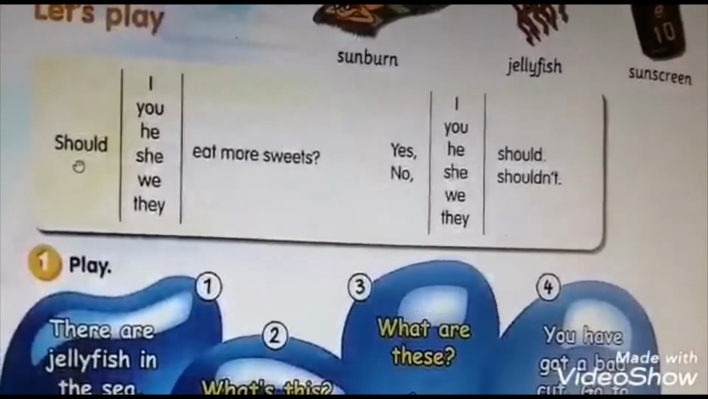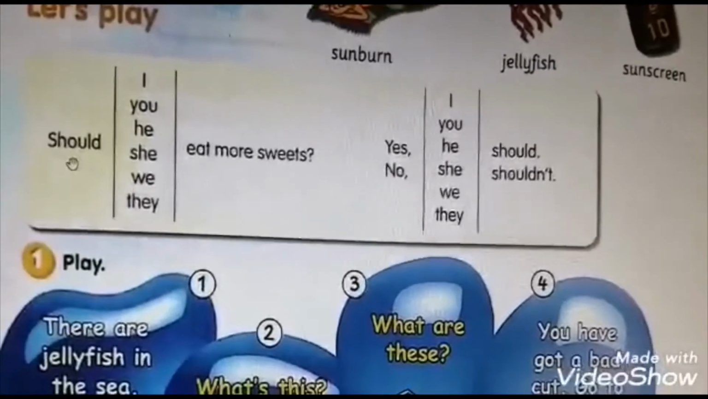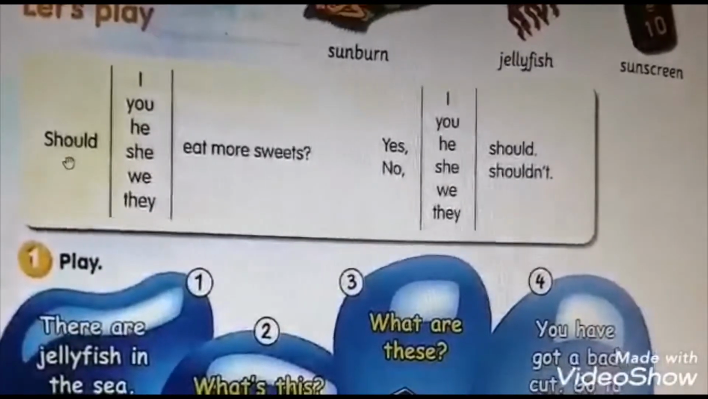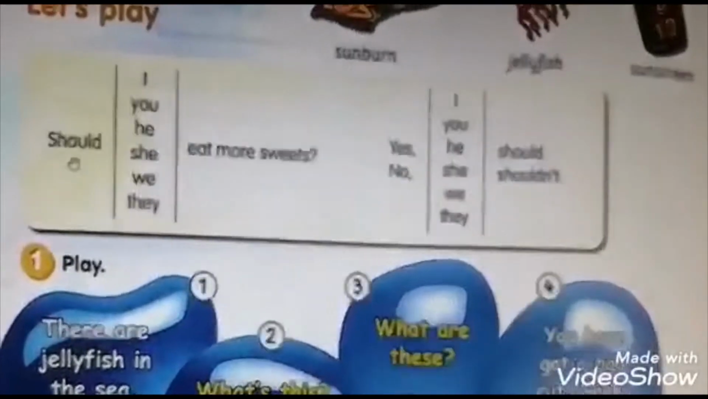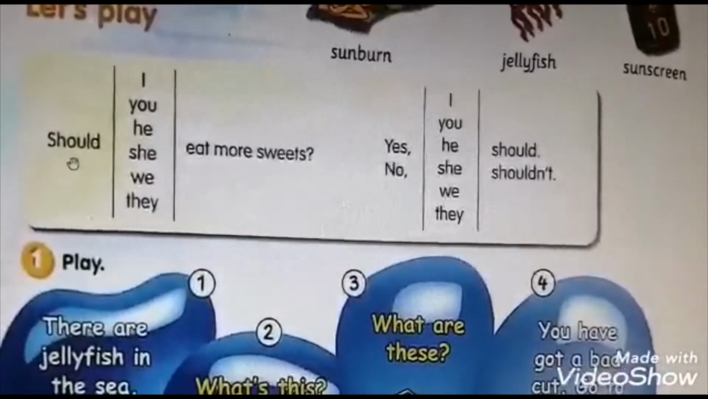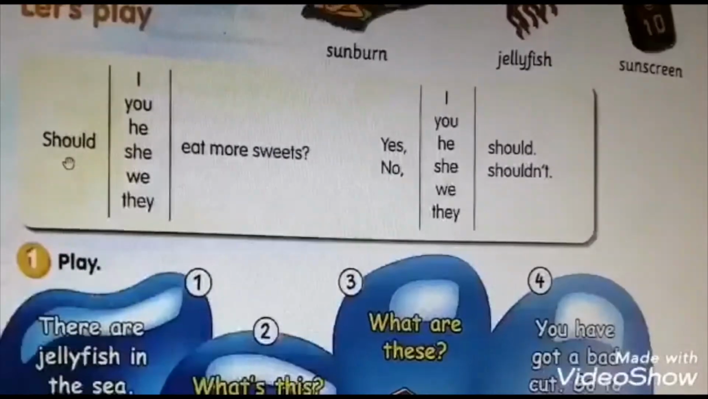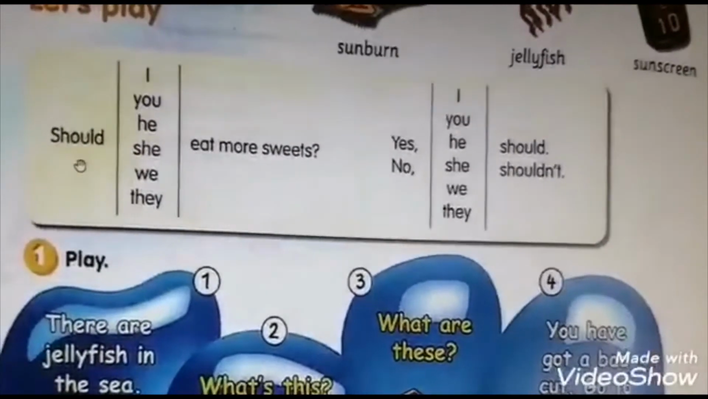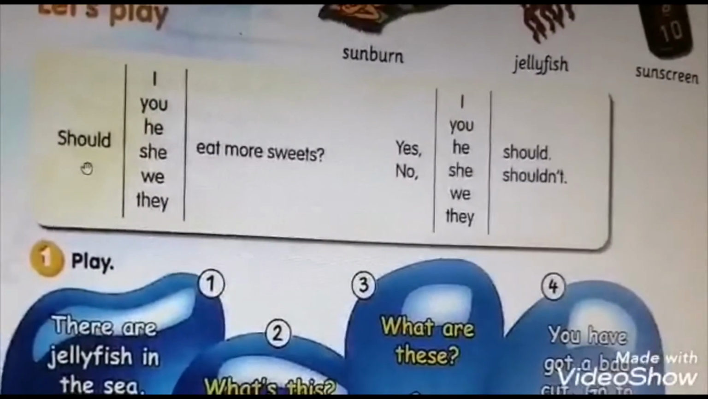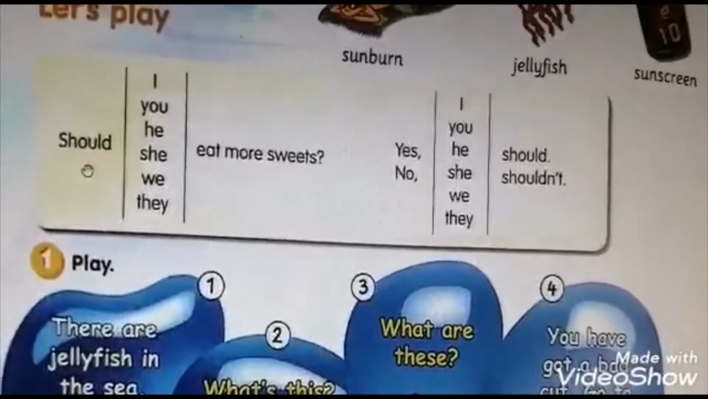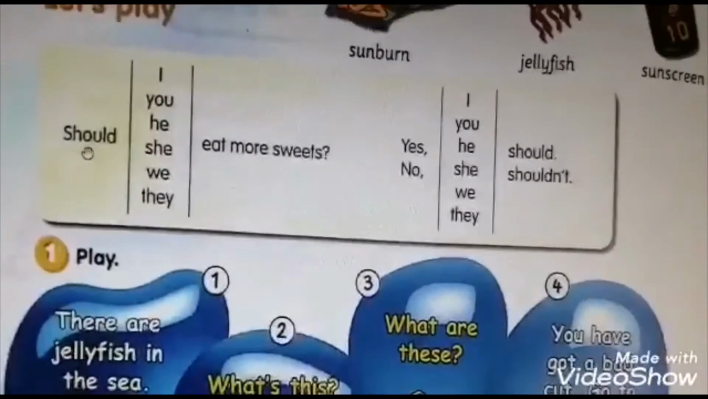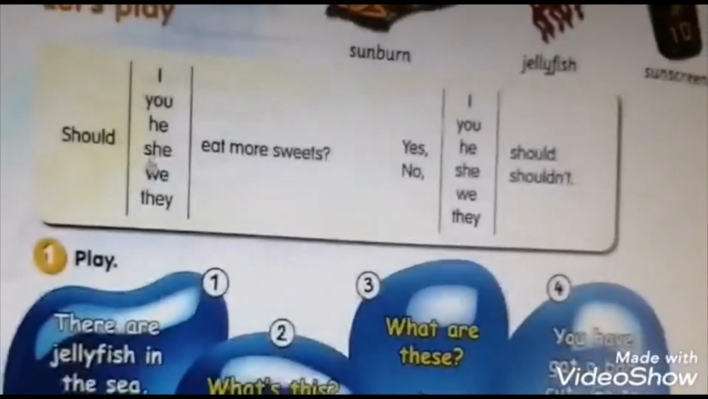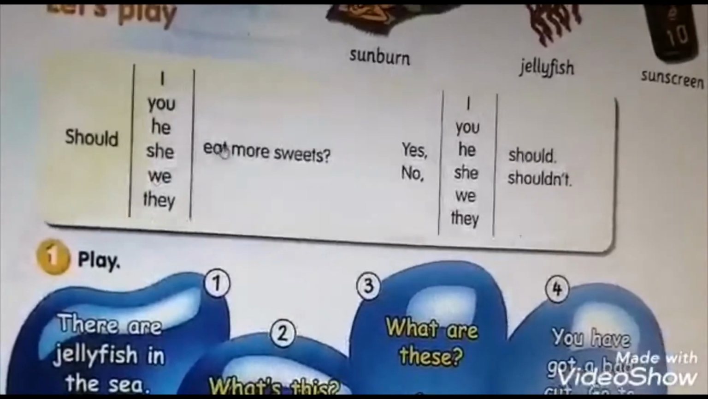Yes, we use should when we want to make a recommendation or give some advice. We learned the positive and negative forms, and in today's lesson we are going to learn how to make the interrogative. We use should at the beginning of a sentence. Look at the formation. Should comes first, then the subject, and then the main verb.